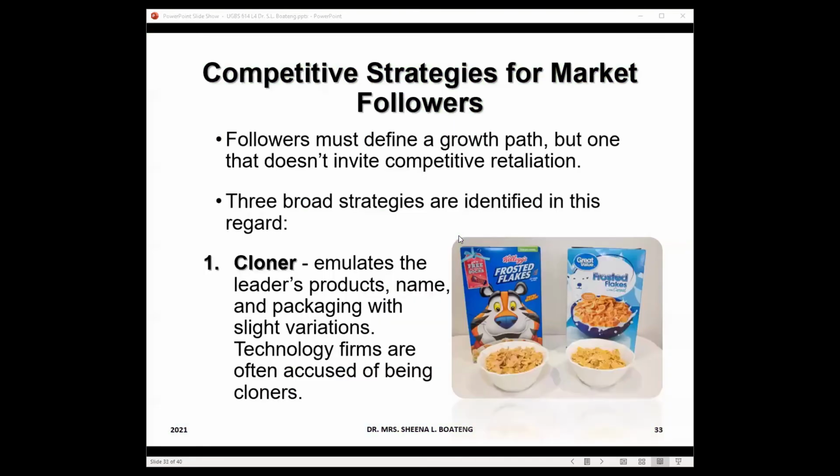So in terms of competitive strategies for market followers, we can talk about 3 of them. The first one is the cloner. Now, cloners would usually emulate the market leader's products, including the nature of the product, its name, and the packaging with slight variations, right? So let's look at a typical example being the photograph we have in front of us on the slide. You can see that the product on the left is the original, isn't it? That's the Kellogg's Frosted Flakes.